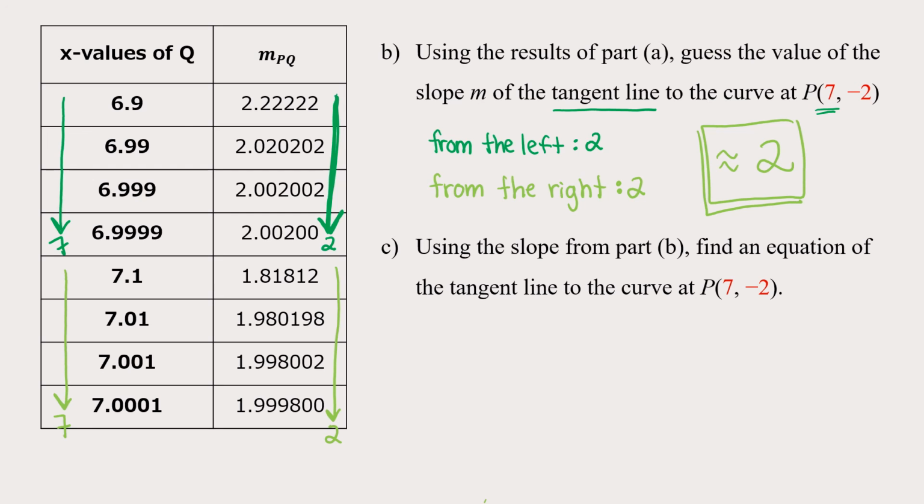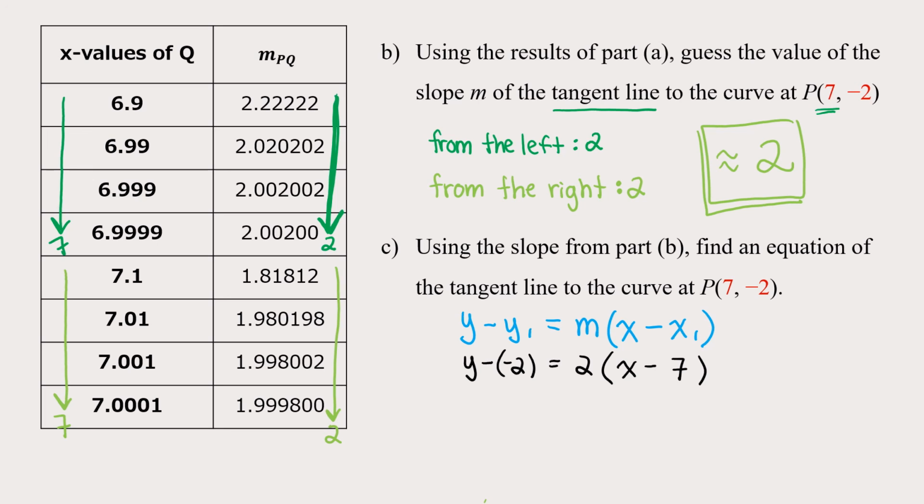We can then use this slope in order to find an equation of the tangent line at that point. So since we have a slope and we have a point, we use point slope form. So that y minus y1 is equal to m times the quantity x minus x1. So that'll be y minus negative 2 is equal to the slope of our tangent line, or in this case, the approximate slope of our tangent line. We can't be sure, but numerically it seems like it's probably 2. So that's 2 times the quantity x minus x1, which is 7.